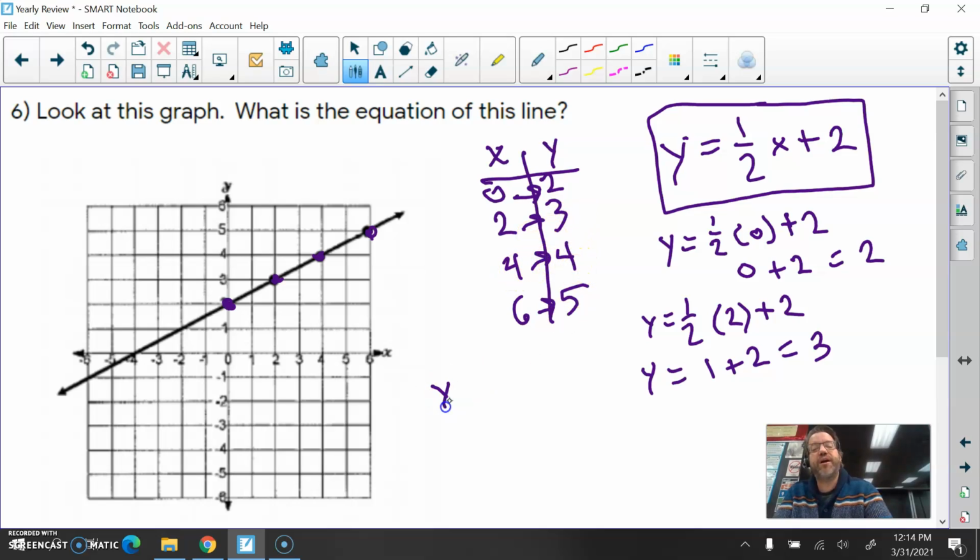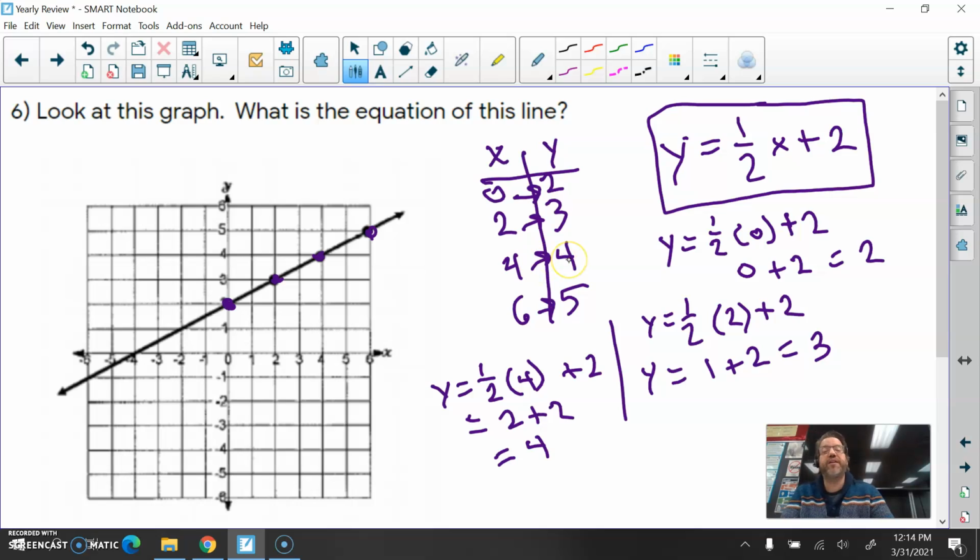Let's try it. Y equals 1/2 times x, 4, plus 2. All right, half of 4 is 2. 2 plus 2 is 4. So when x is 4, y ends up equaling 4. It worked again, and it will work for 6 and 5 as well. So that's our equation for this line. Y equals 1/2 x plus 2.